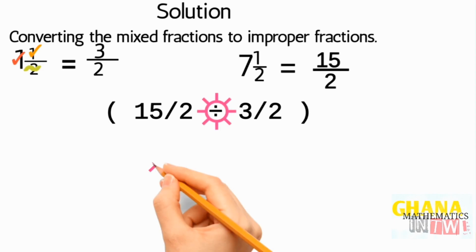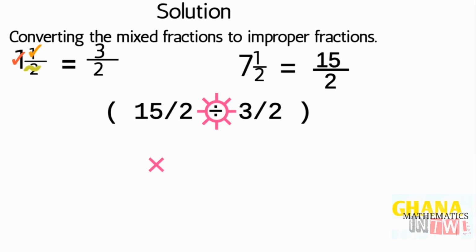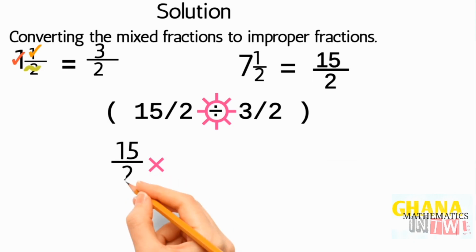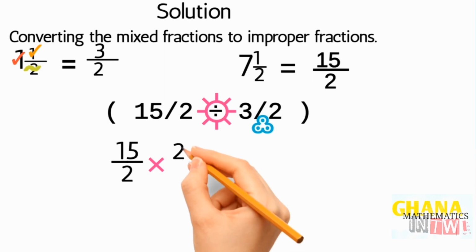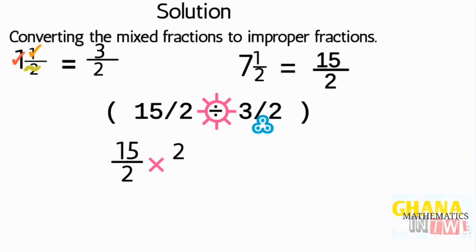This is the division sign, and we have to maintain our left side, 15 over 2. After that, we can change the division sign to multiplication. The 15 over 2 will stand still, but the 3 over 2 will change. The numerator and the denominator will change position.